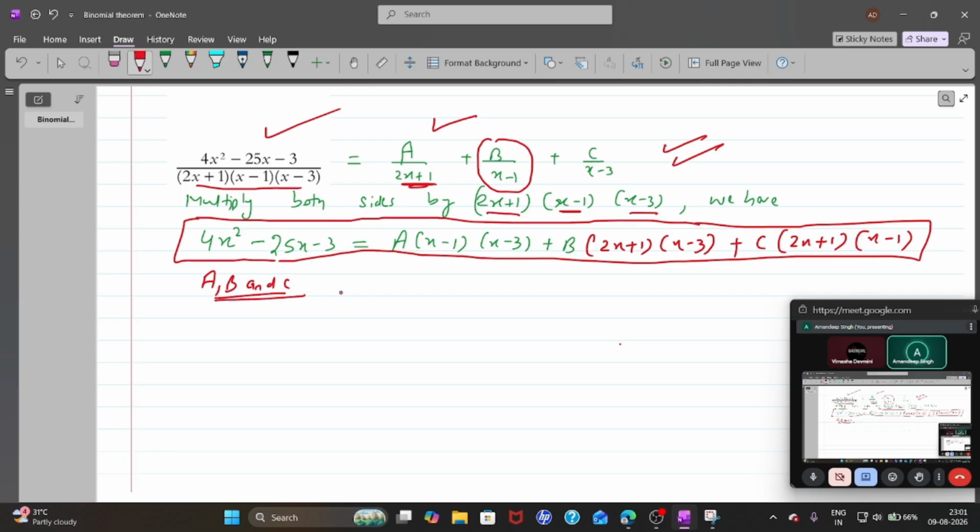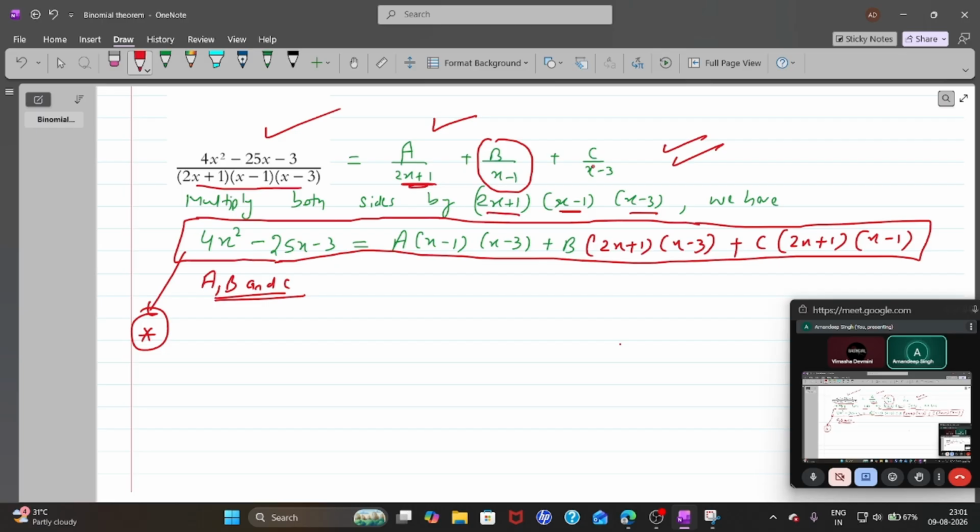So to calculate the three unknowns, I need three values of x, right? This star equation is satisfied for infinite values of x. I can put any value, like x equal to 0, minus 1, 2, 3, 4,000, million, trillion. This equation will be satisfied for any value of x. We will always get the same answer for A, B, and C.